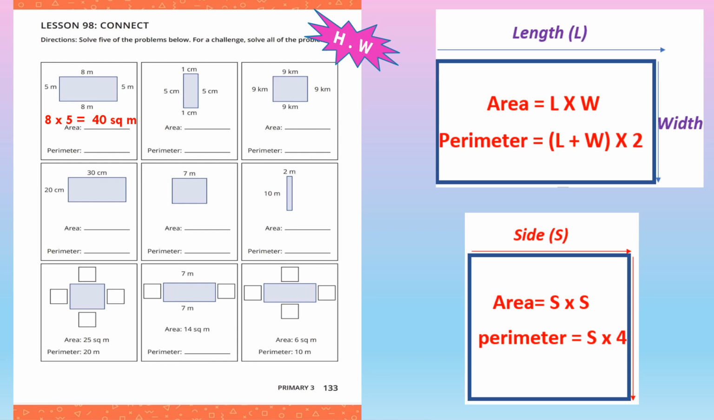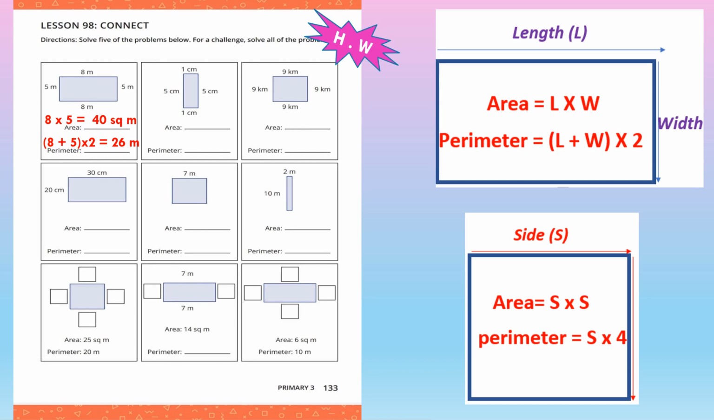The perimeter equals length plus width all times 2. Length equals 8 plus 5 all times 2. 8 plus 5 equals 13. 13 times 2 equals 26 meters. You can do this by yourself. The last one.